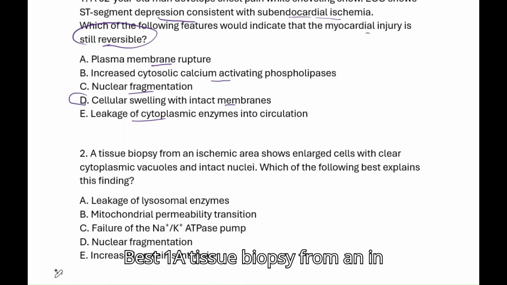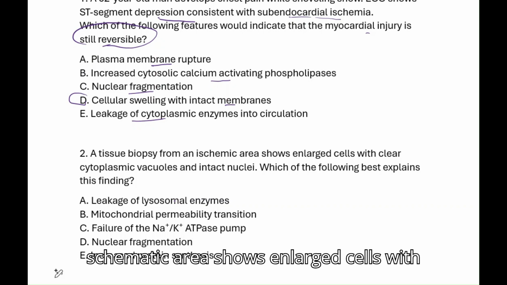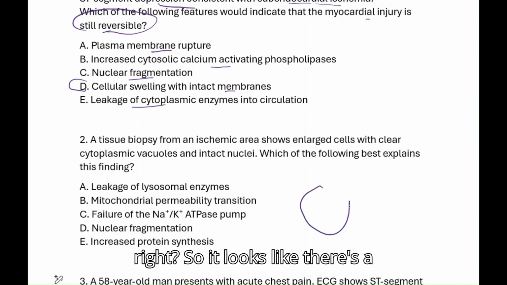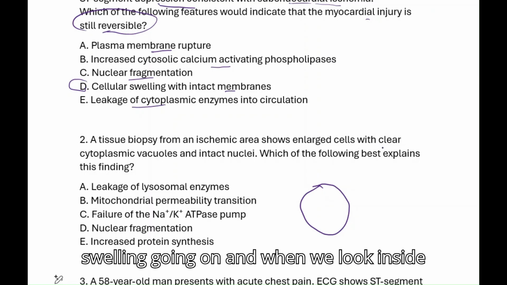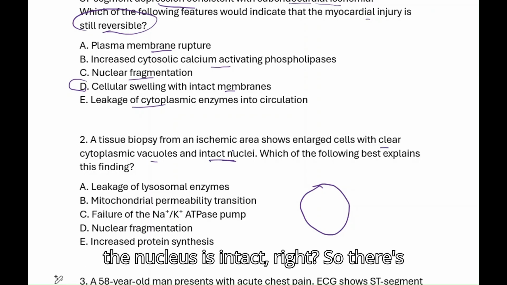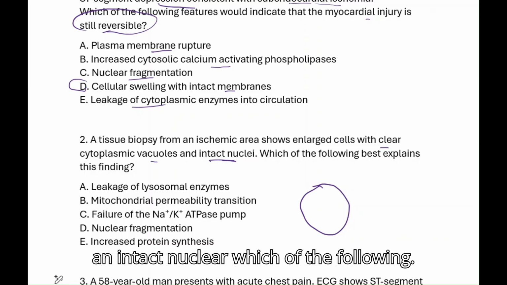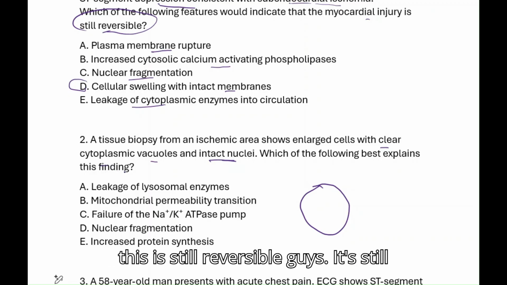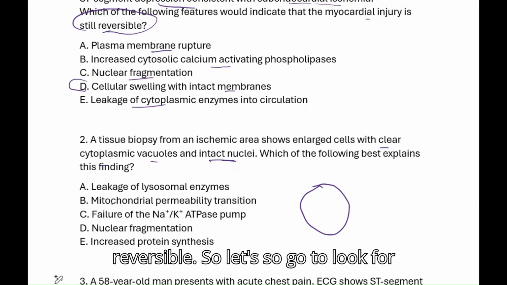A tissue biopsy from an ischemic area shows enlarged cells with clear cytoplasm. So the cell is big, right? So it looks like there's swelling going on. And when we look inside it, it's a clear cytoplasmic vacuole, but the nucleus is intact, right? Which of the following best explains this finding? I would say this is still reversible, guys. So we're going to look for reversible changes, right?